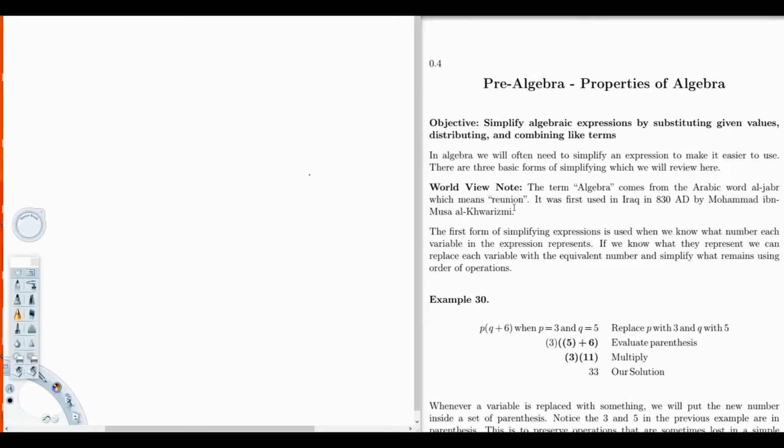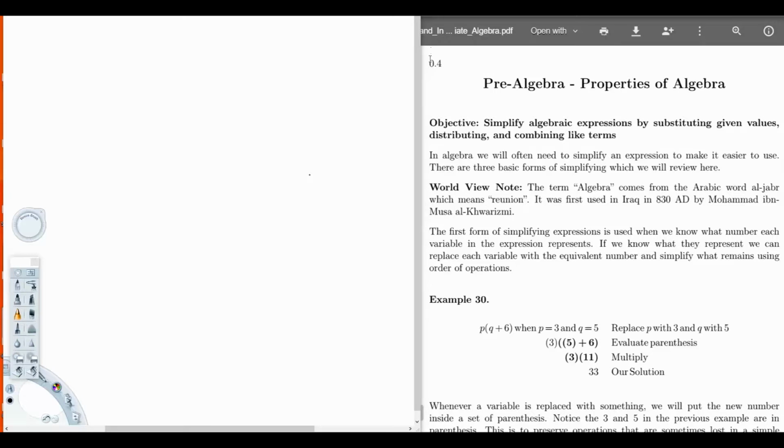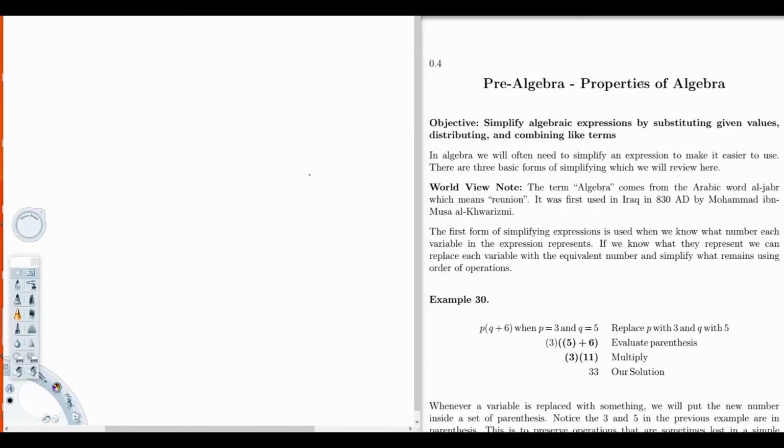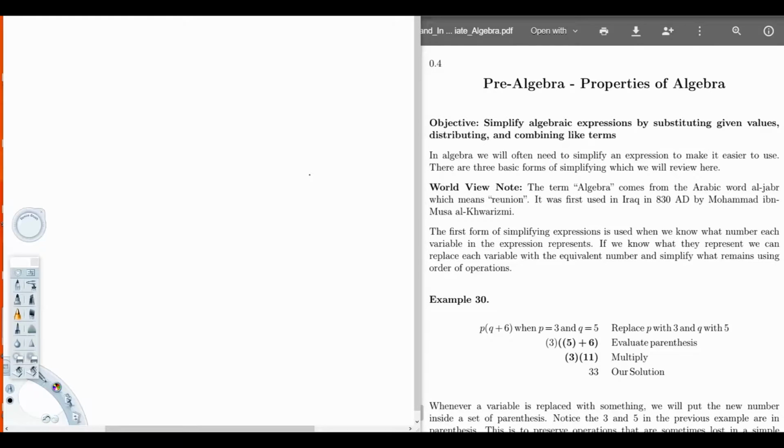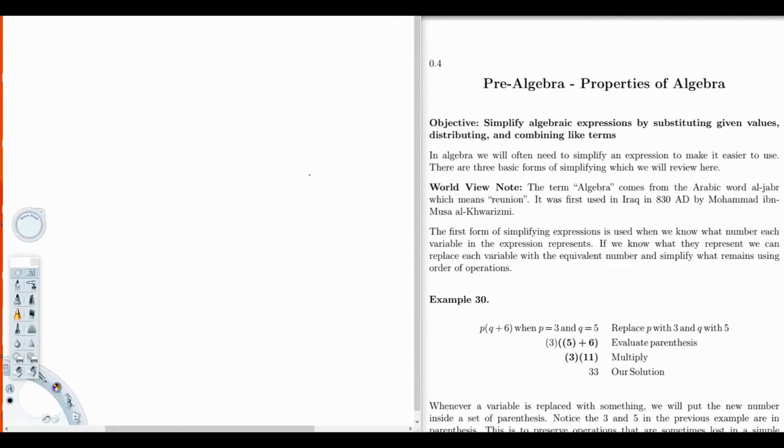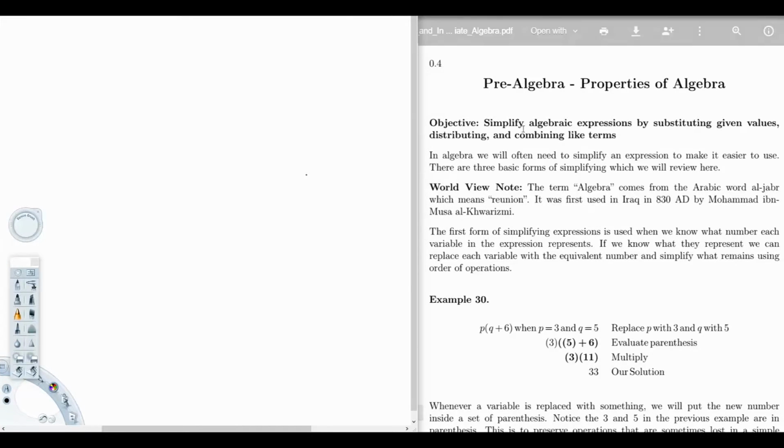In this case, what I'm going to do is talk to you about chapter 0.4. We're still doing pre-algebra, and we're going to study the properties of algebra. This is something you should have learned in your other class, but I promised at the beginning of the show I would not say that, so we're going to go over it as if it were the first time you were doing it. Okie dokie. So, pre-algebra properties of algebra.